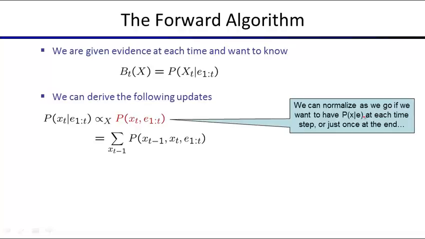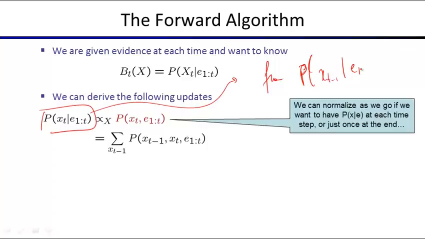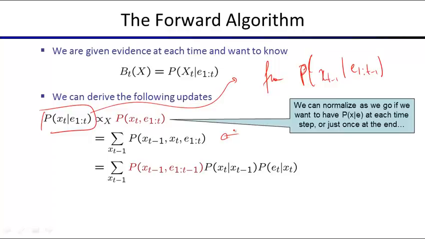You're interested in getting this one here from the one at the previous time, which is the one for X_{t-1} given the evidence from 1 through t-1. And of course, your model, which is a transition model, and the evidence model. So you write this out to include X_{t-1}. Then you explicitly write out what this distribution looks like in that particular format of Bayes net that you have, right?